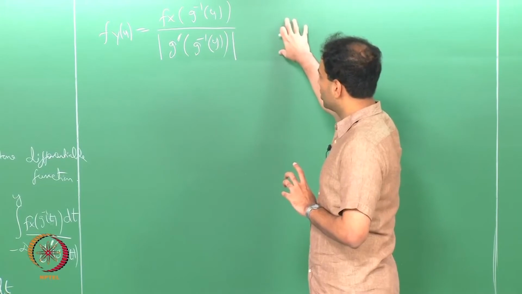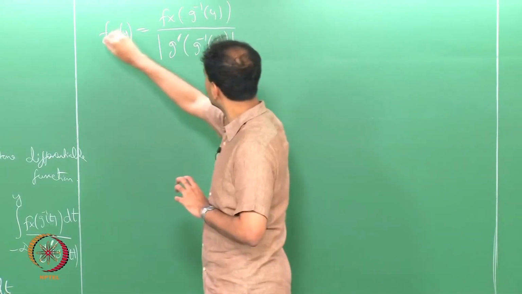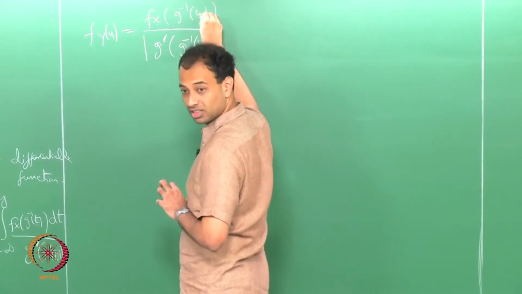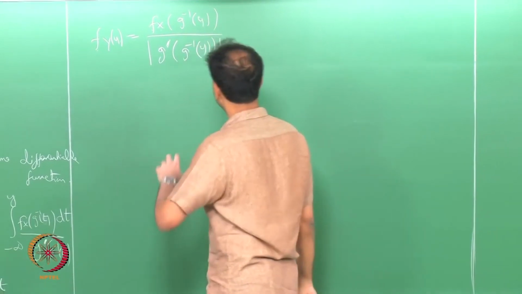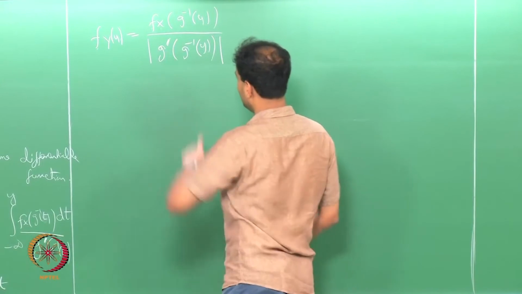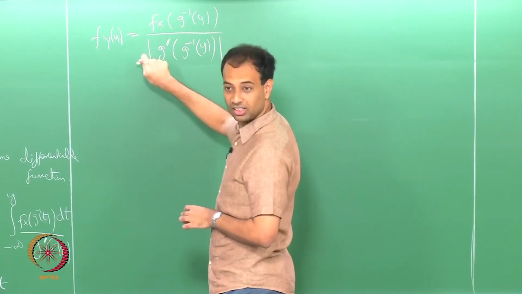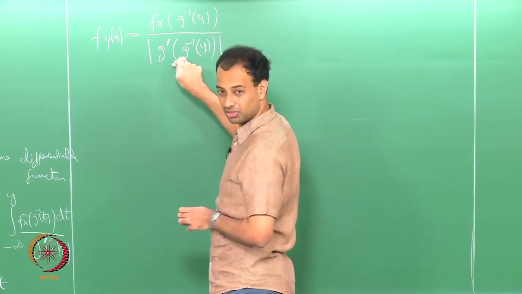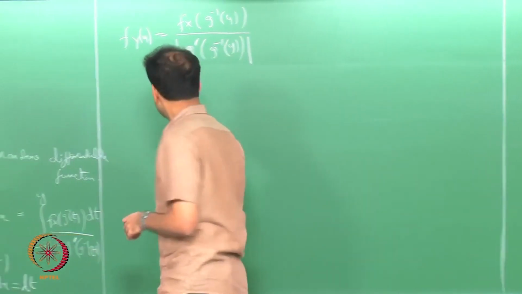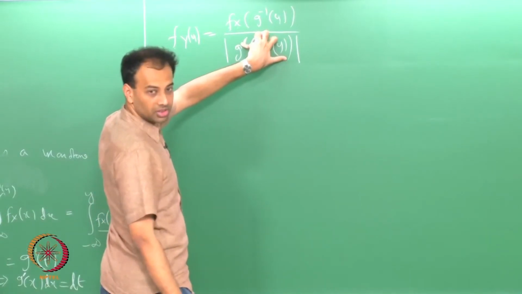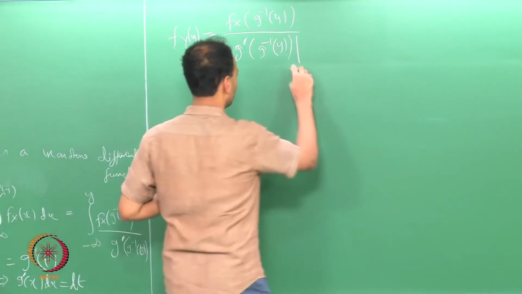Okay, so I have expressed my density of y in terms of the density of x, correct, and in terms of the inverse of g and this term here, which is again a function of g's derivative and the inverse of g, right. Now, this term here is called the Jacobian of the transformation, right. This is called the Jacobian.